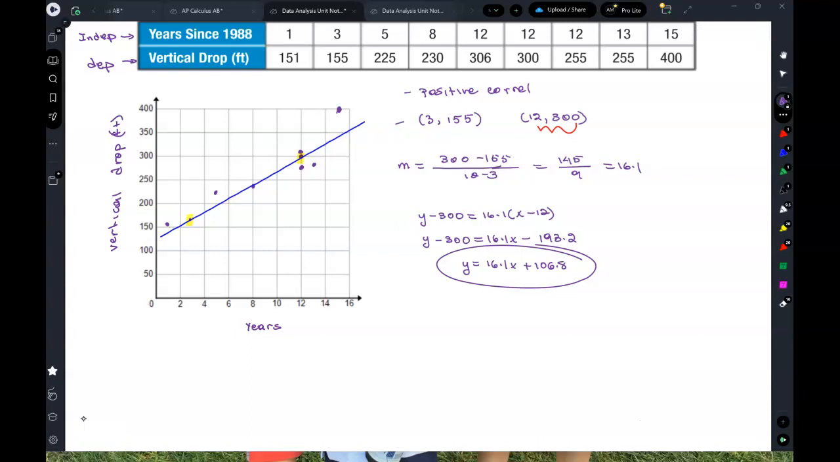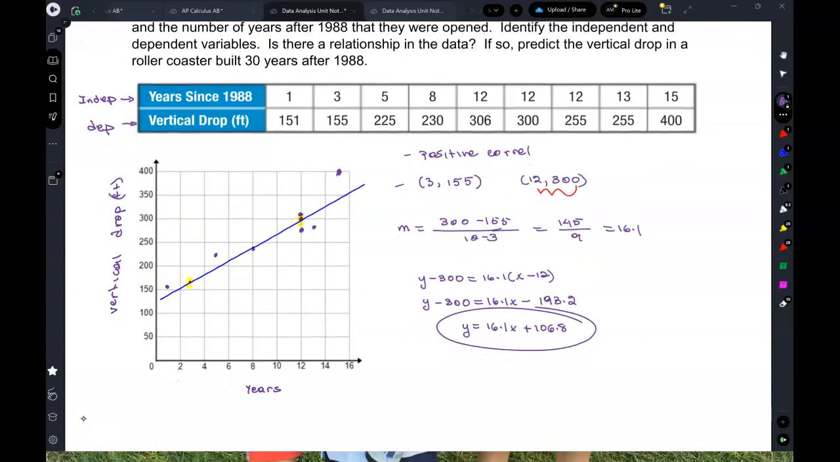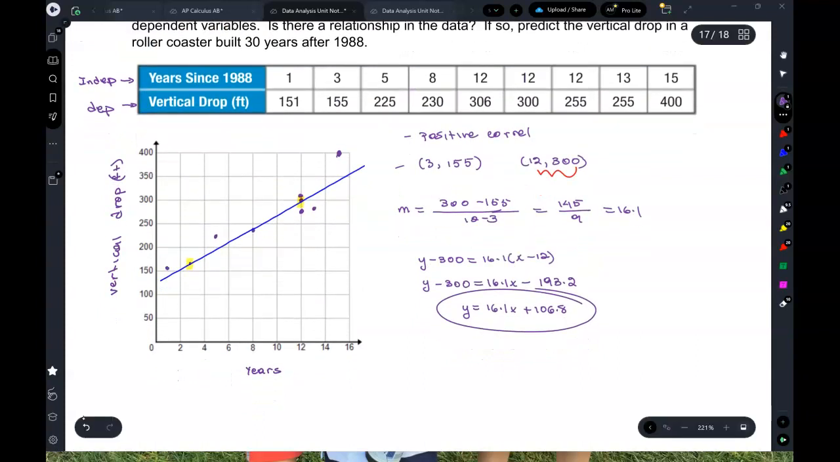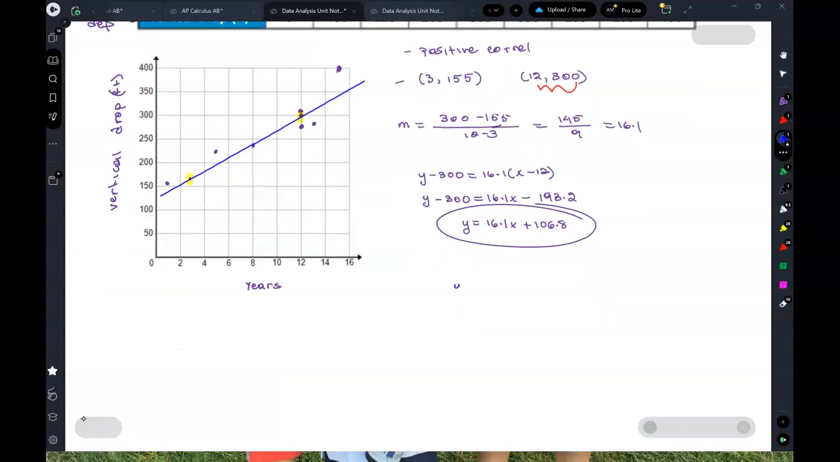All right? Now, the next part of the question says, if so, predict the vertical drop in a roller coaster built 30 years after. So if this trend continues, what's going to happen? Well, y of 30, that's going to be 16.1 times 30 plus 106.8, 589.8 feet. Cool? Very cool.